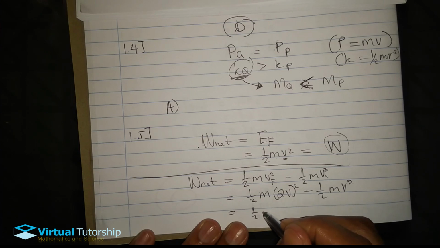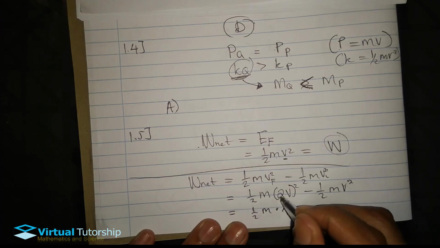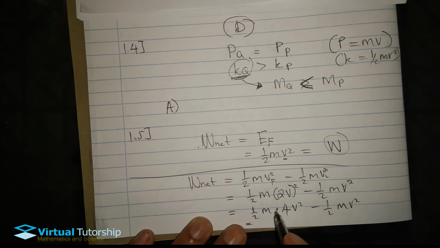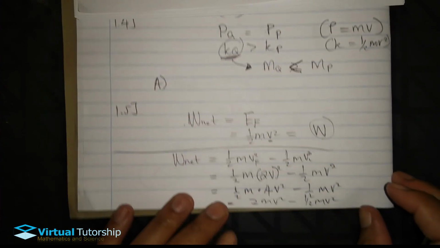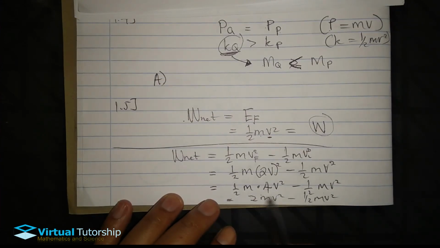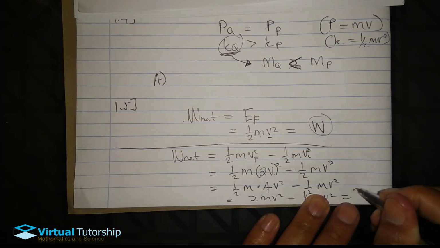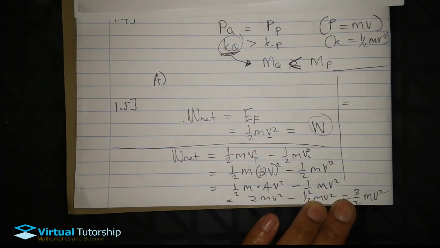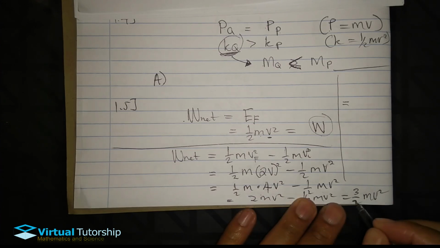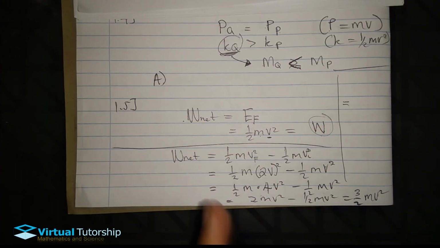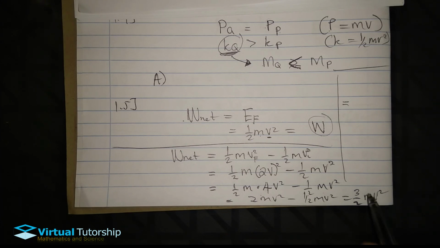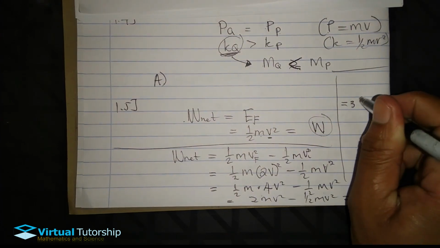So it becomes half m times 4, since it's 2 squared v squared, minus half m v squared. 4 times a half gives 2 m v squared, minus half m v squared. We see that we have like terms: 2 subtracted by a half gives 3 over 2 m v squared. This is what you actually have to do to answer the question: perform small calculations there and then, so that you'll be able to answer any question. Now I factor the 3 out.